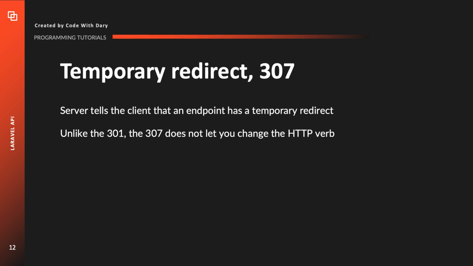Whenever you want to have a temporary redirect, you'll be using the 307 code. The server will look for its new payload so it could redirect the client there. Since the redirect is temporary, the client will not save data about the redirect. Keep in mind that the 307 code will not let you change the HTTP verb, unlike the 301. The redirect endpoint must match the HTTP verb.